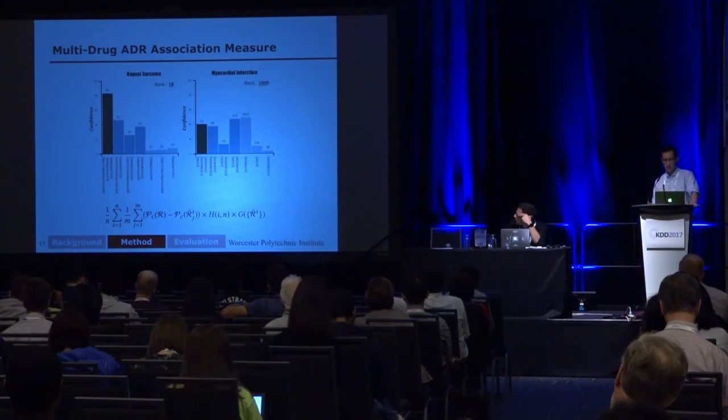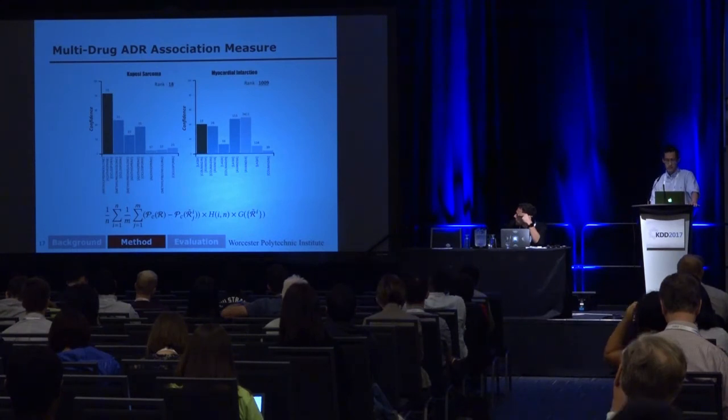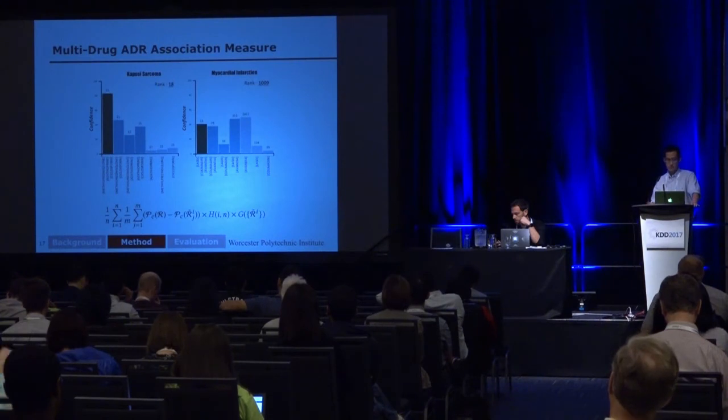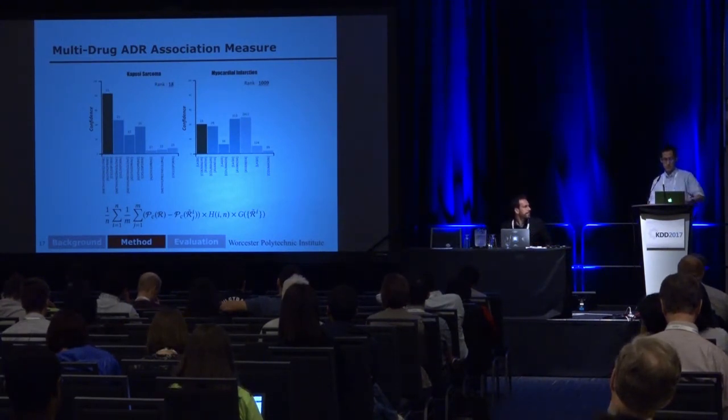So ideally, we want a green bar as high as possible, but at the same time, the rest of the bars as low as possible. So in this case, the left case is more interesting because none of the individual drugs actually triggered this ADR. On the right, you have some single drug that can trigger these ADRs. So we propose a measure to reflect these points.